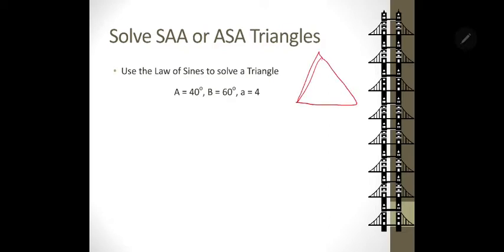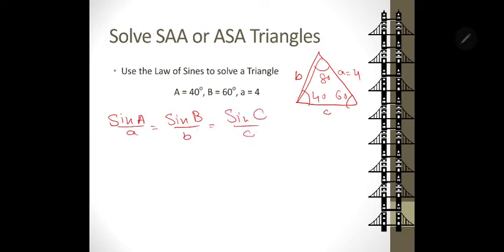So once again, this was 40, this was 60, this was 80, and this was a equals to 4. Now we have to find out side B and side C, for which we can use the sine law. So according to the sine law, sine of angle A divided by A equals sine of angle B divided by B equals sine of angle C divided by C. I'll take these two first, because I have angle A and I have side A, so I have to use this one. So sine of angle 40 divided by 4 equals sine of angle B.